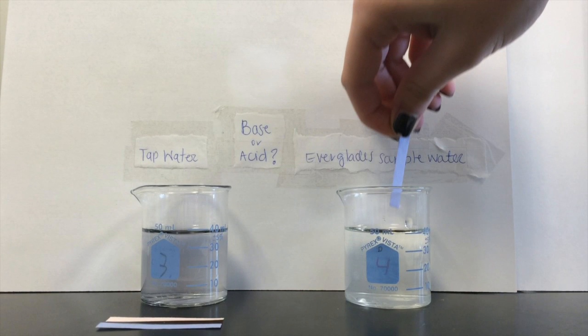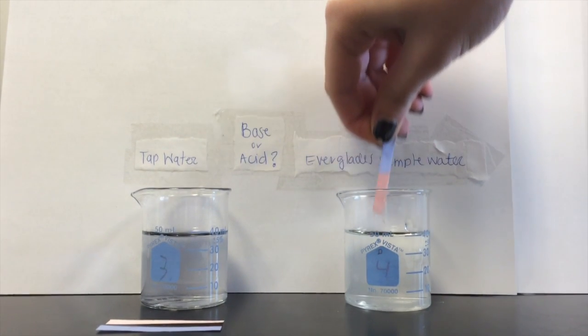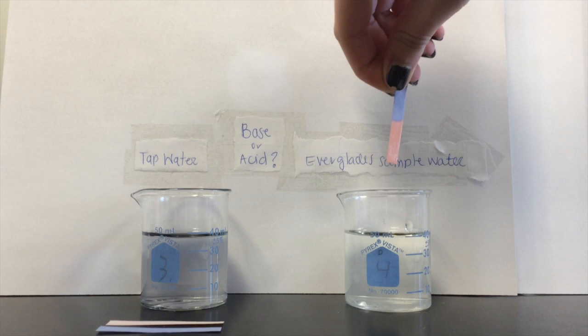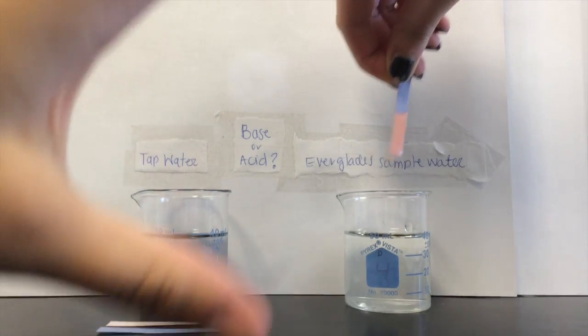We are now testing the Everglades sample water with a blue litmus paper. If the solution is, you guessed it, more acidic, then the blue litmus paper will turn red. Well, take a look at this. The blue litmus paper has turned red, so it must be an acid. Since this sample has been taken from the Everglades after a downpour, this is most likely due to acid rain, a rising problem throughout the world.